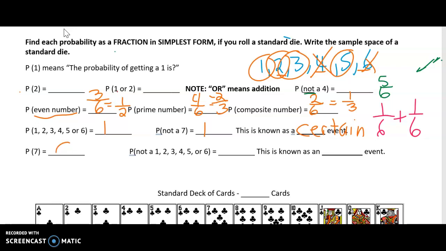Probability of a 7. Nope. Not a 1, 2, 3, 4, 5. Nope. Not going to happen. This is known as an impossible event.